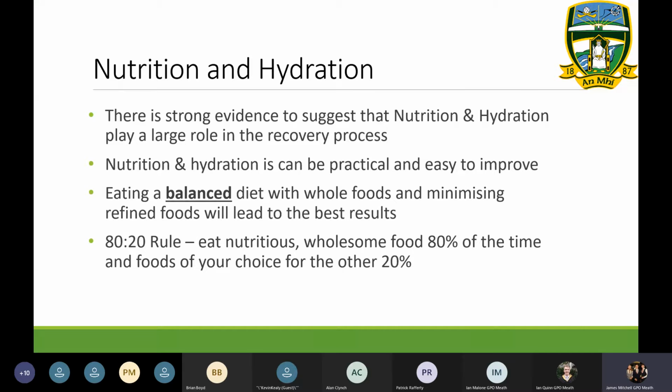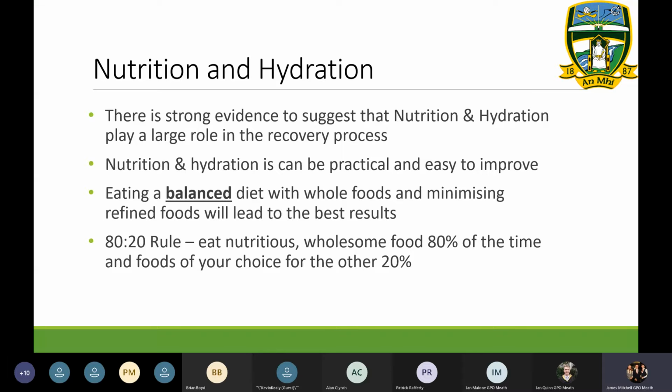So I'm going to go for a holistic approach and general guidelines, and I think that'll probably work best for now. So just what I have there at the end. There probably is no scientific evidence behind this rule, but I just like it personally, and it's the 80-20 rule. So you eat your good diet, your nutritious and wholesome food 80% of the time, and then you get foods of your choice for the other 20%.